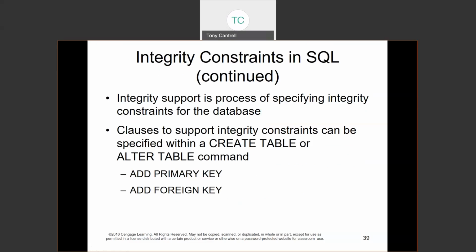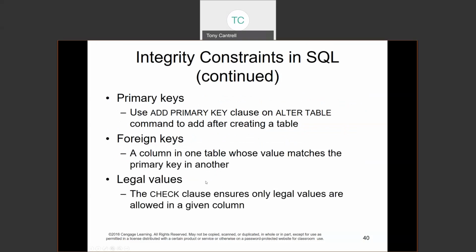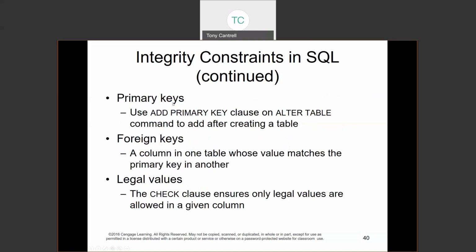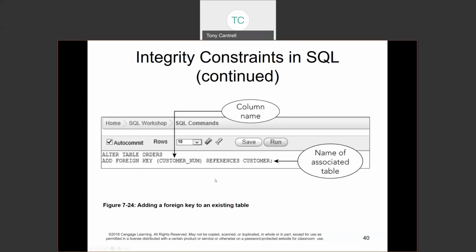There are clauses to support the integrity constraints with the create table and the alter table. In the alter table, you do add primary key, or with the create table for that matter, and add foreign key. All of our tables are already created, so you're going to have to do the alter table one right here and then add them that way if you need it. Primary keys, add primary key that you use after creating a table. Foreign keys, already talked about what that is. Legal values, use a check clause to ensure legal values.